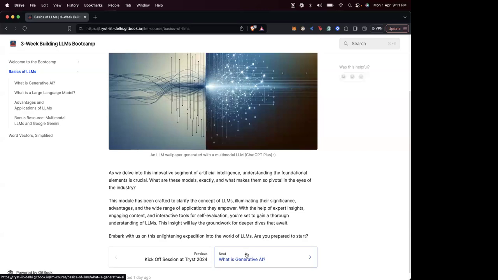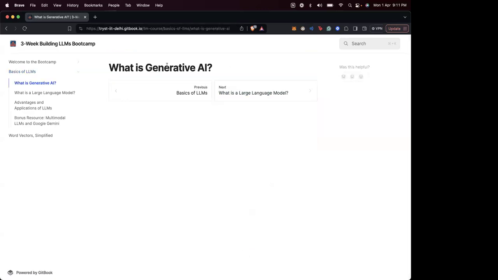So yeah, let's start. What is generative AI? Does anyone understand why we call this generative AI? Why is the word generative used? Anyone, you can just unmute and speak. It's because it generates content by itself. Okay, good. So it generates content by itself.